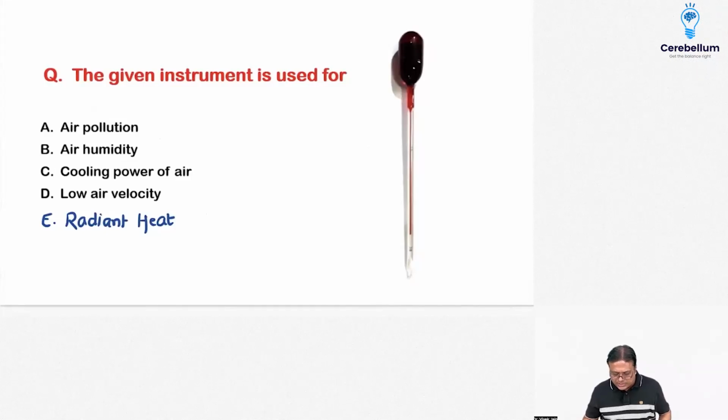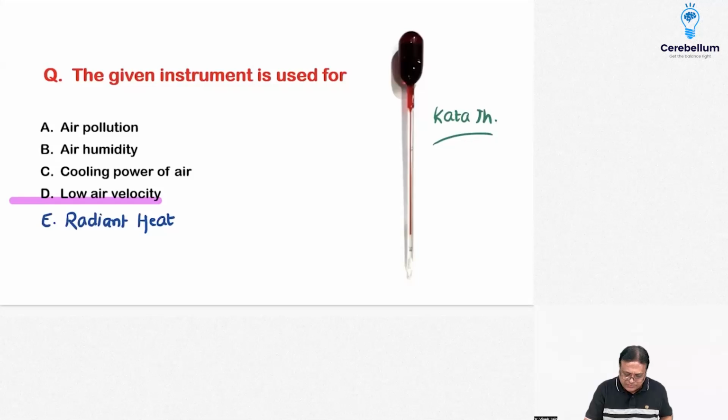Then they asked about this instrument. Instead of 4, I got 5 choices from the students. All of us have discussed this multiple times. Earlier, it was used for the cooling power of air. Nowadays, it is used to measure low air velocity. Low air velocity is the answer because the instrument we are looking at is the Kata thermometer. I discussed in all my mission sessions also that only 2 thermometers are asked in the exam: one is the dial thermometer, one is the Kata thermometer. And I told you the identification feature: red bulb at the end. Red bulb at the end is the Kata thermometer. Okay, then let us move further, friends.